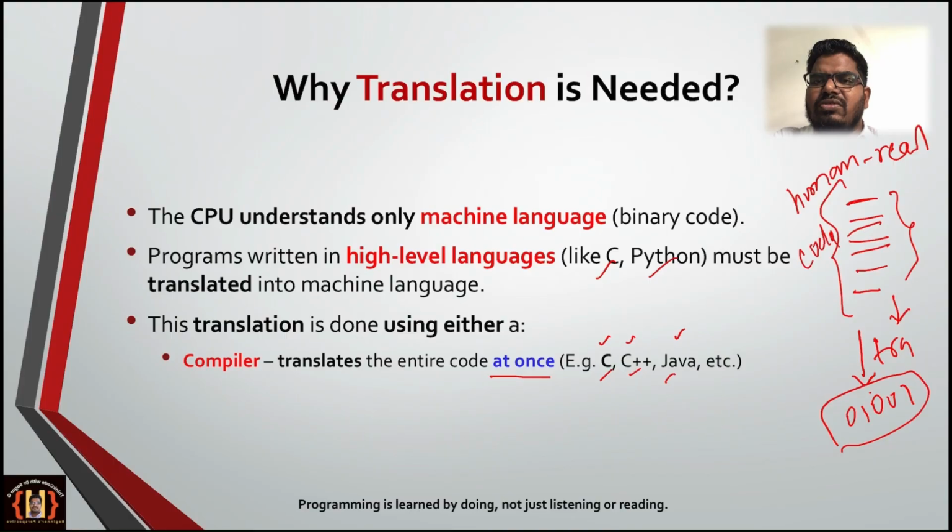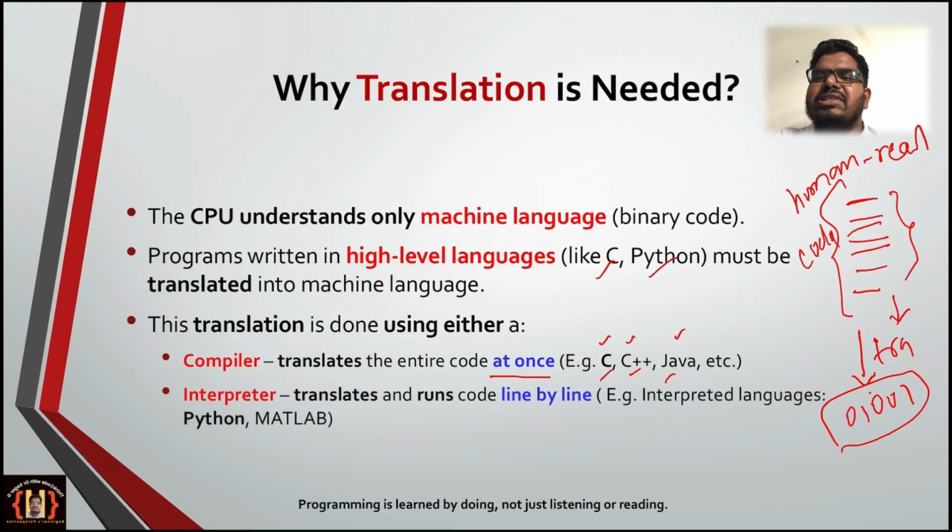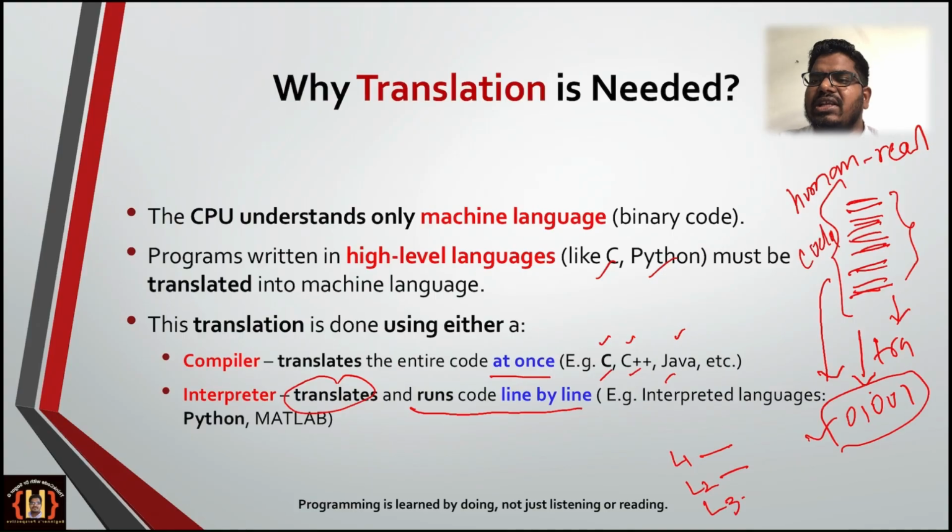And what about the interpreter? The interpreter basically translates. When I say translate, what does it mean? This high level language, that is human readable code, is converted into zeros and ones. That is the meaning of translation. After converting, it also runs the code line by line. Line by line means, let us say I have written line 1, this is L1, this is L2, and this is L3. This code is first translated into zeros and ones, then we run it.